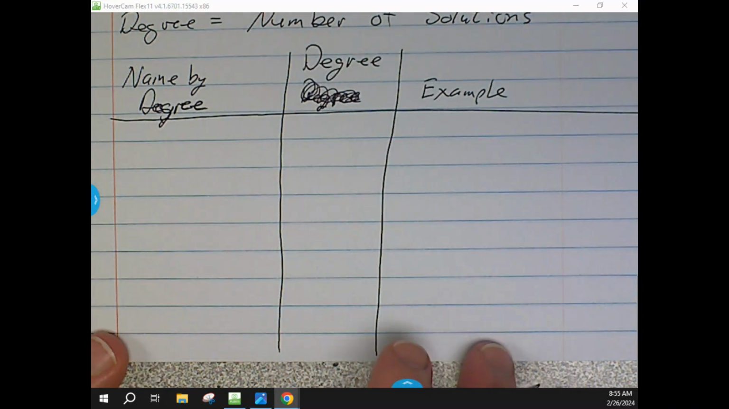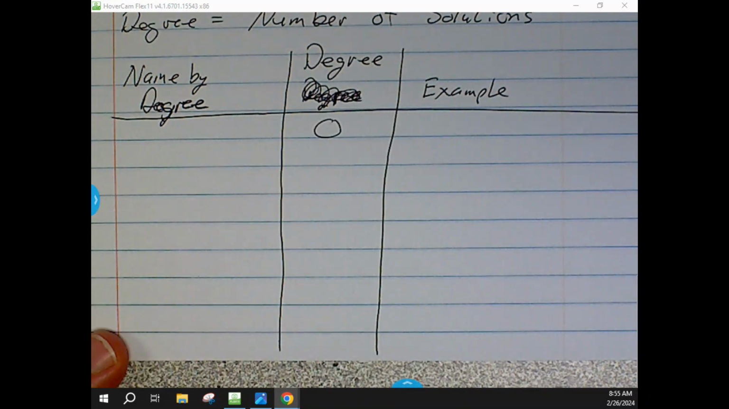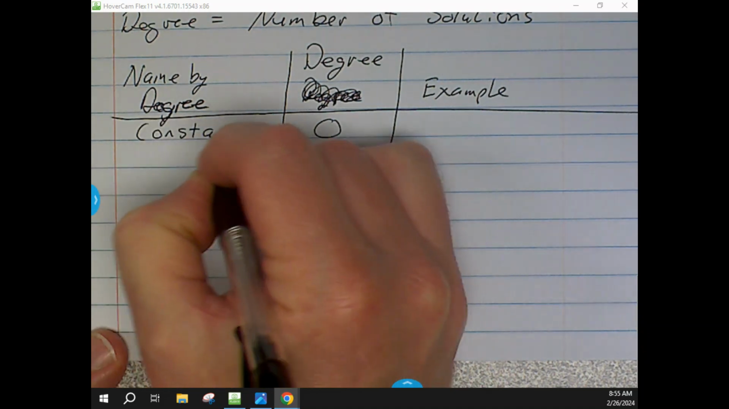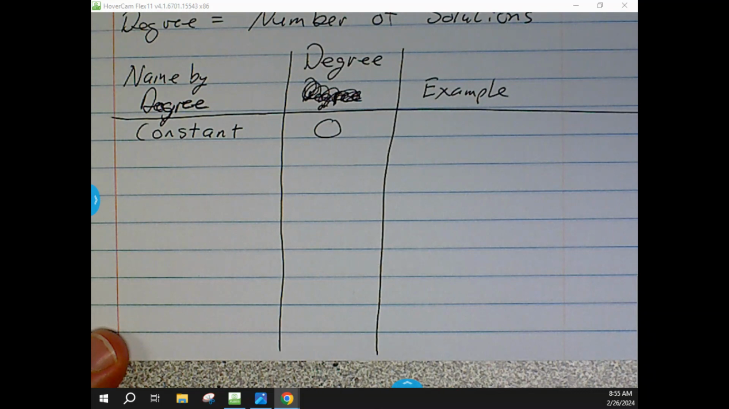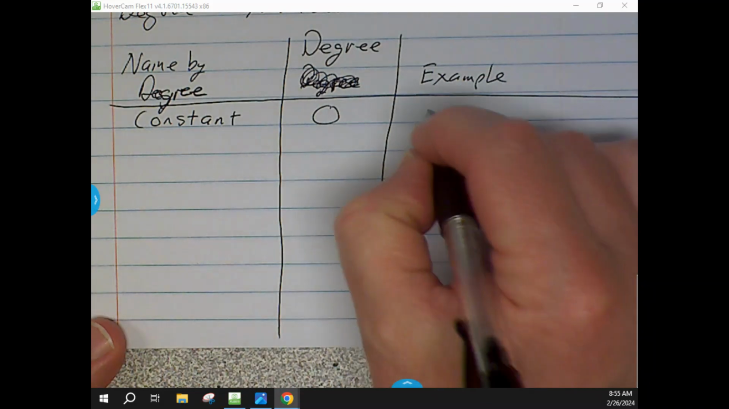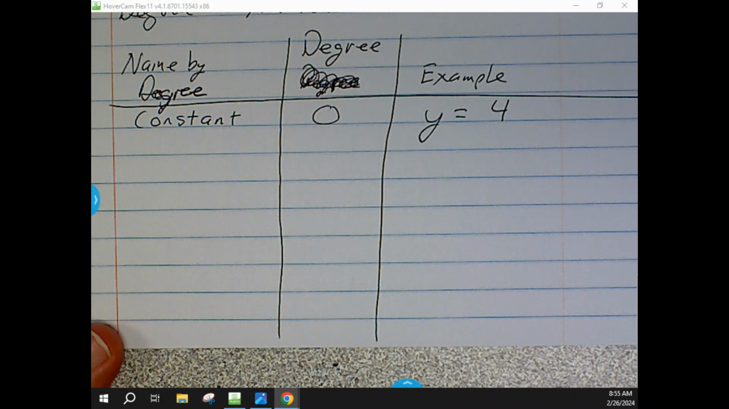So if we're naming these by degrees, we're going to start off with something that's to the 0 power. Basically anything to the 0 power, the answer would be 1. So in this case, this thing would be a constant. The way we're going to set this up is we're going to give it to you in an equation form instead of just an expression. So something like this would be y equals 4, where there is no power of x that we're looking for.